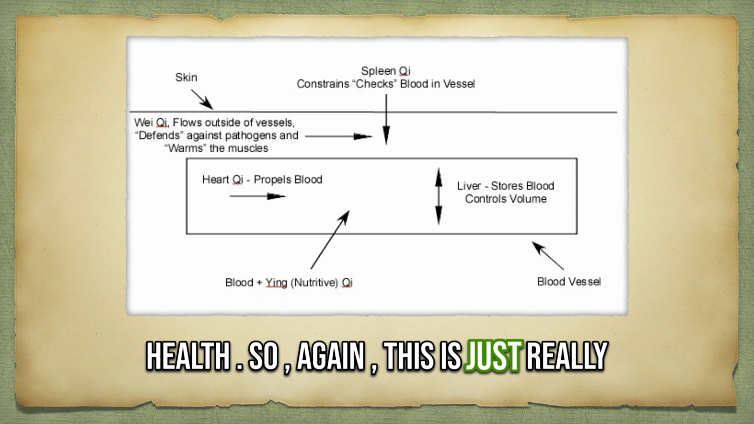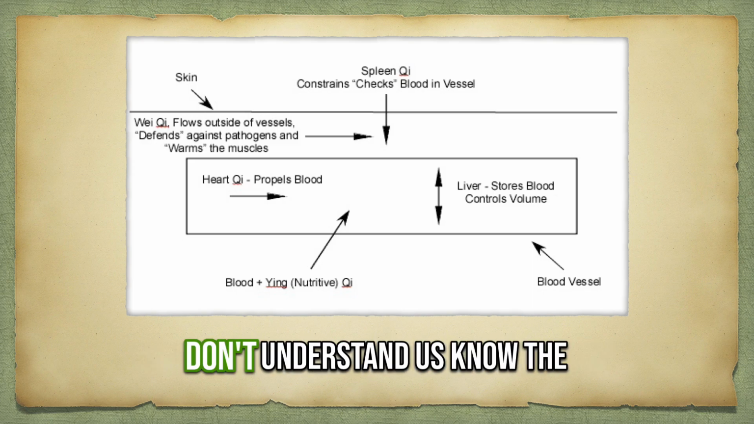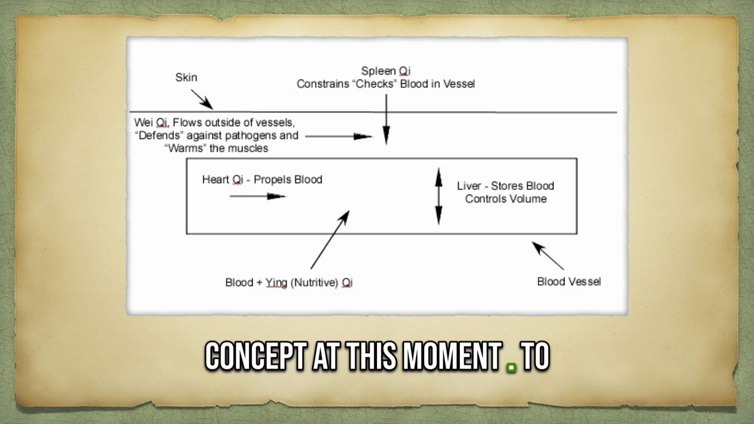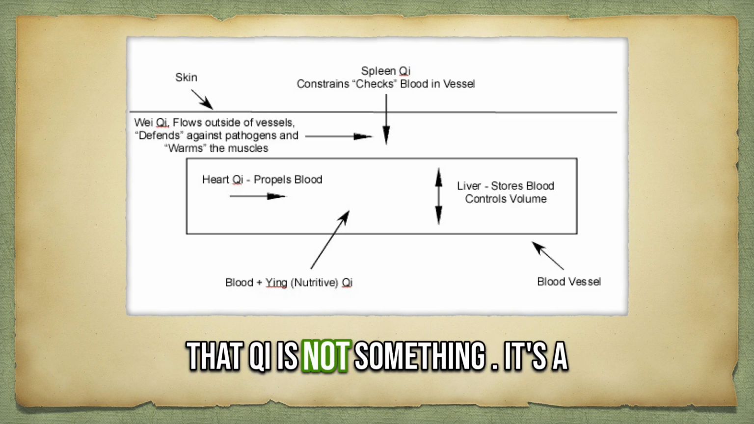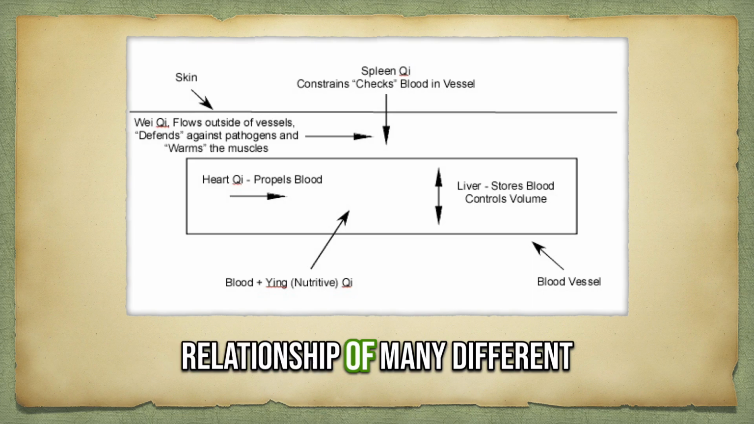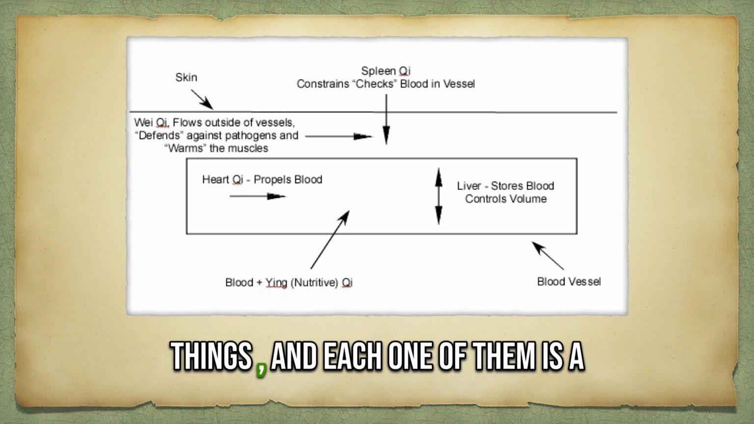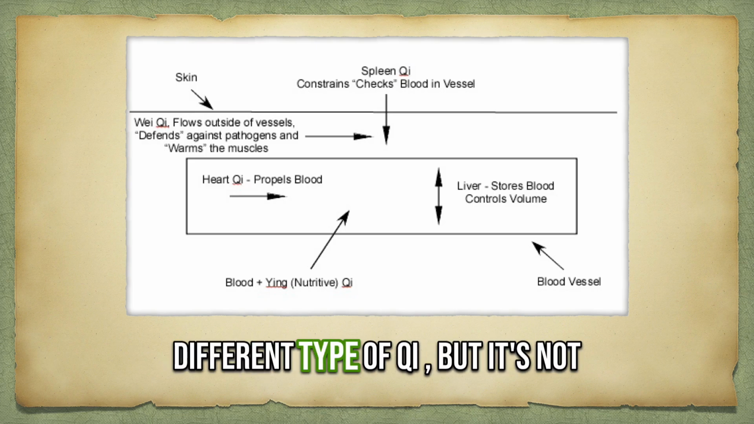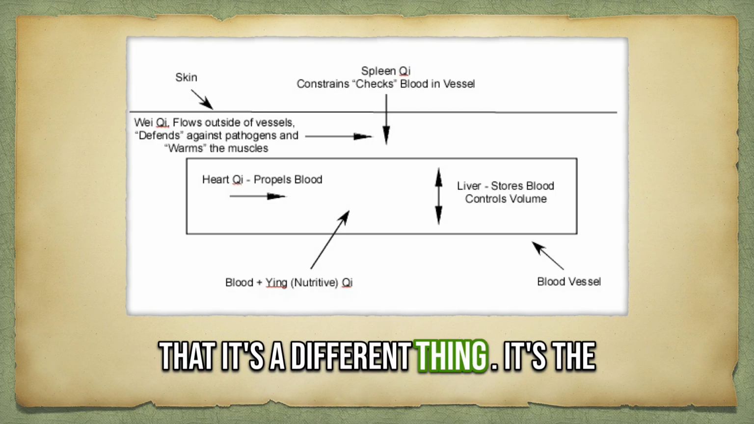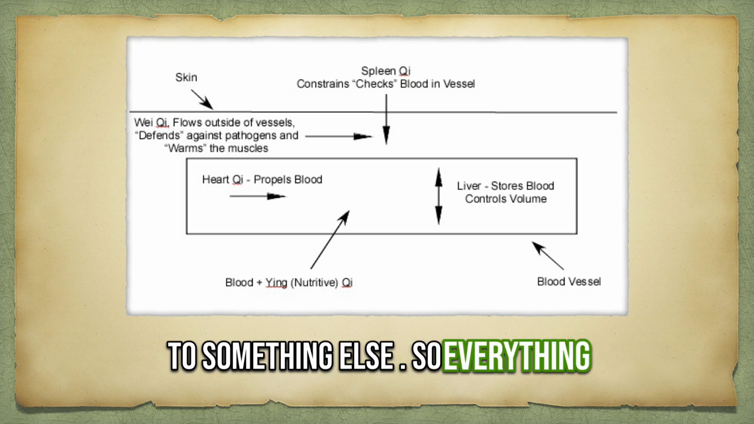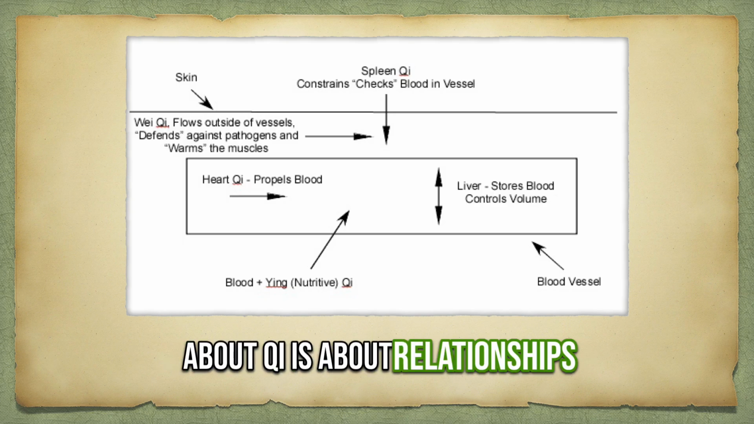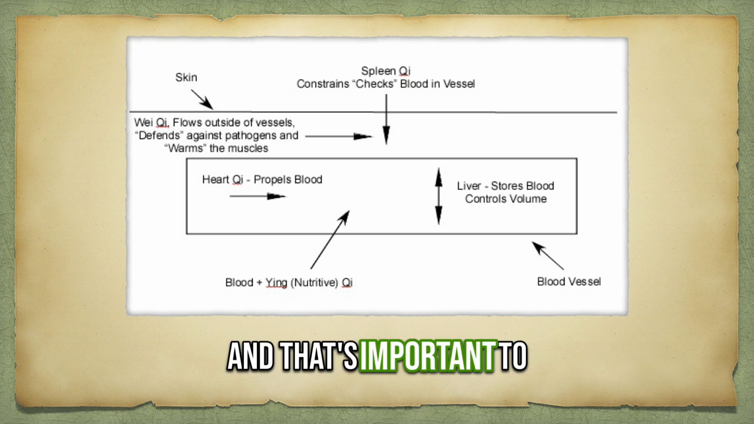So again, this is just really for us first. Don't worry if you don't understand all the concepts at this moment. Understand the general concept that qi is a relationship of many different things, and each one of them is a different type of qi, but it's not that it's a different thing, it's the same thing, but it is how it's related to something else. So everything about qi is about relationships, and that's important to understand.